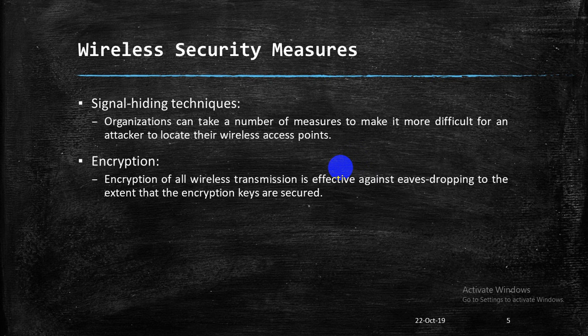Next, wireless security measures: signal hiding technique and encryption. Organizations can take a number of measures to make it more difficult for an attacker to locate their wireless access point. In the encryption technique, encryption of all wireless transmission is effective against eavesdropping to the extent that the encryption keys are secured.